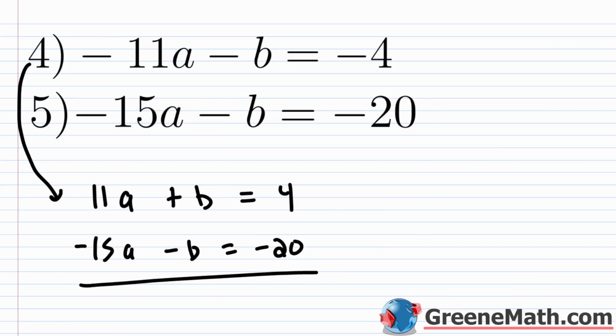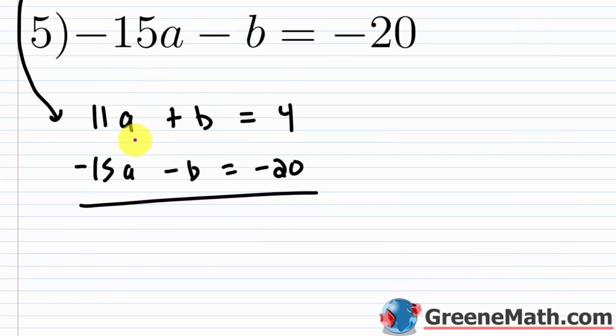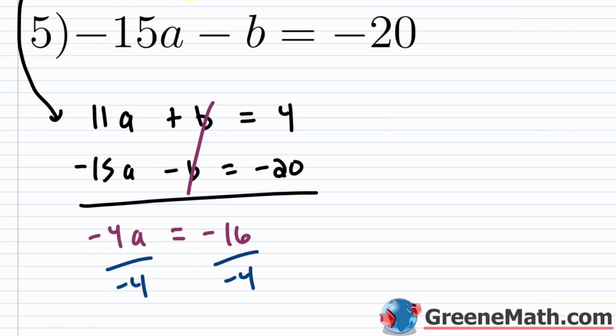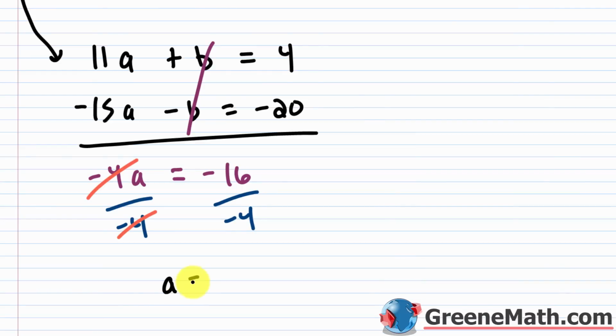So now we're going to add these two equations together. And so 11a minus 15a, that would be -4a. You have b minus b, that's going to cancel. And this equals, over here you have 4 minus 20, that's going to be -16. Go ahead and divide both sides of the equation by -4. This would cancel, and you're going to end up with a is equal to -16 over -4, which is 4. So a is equal to 4.